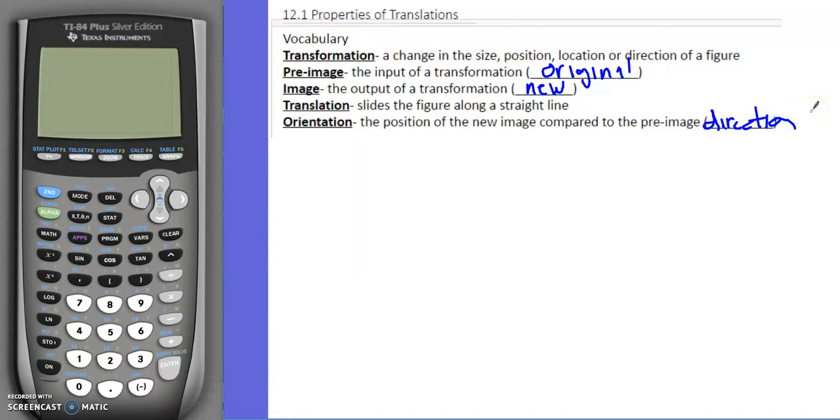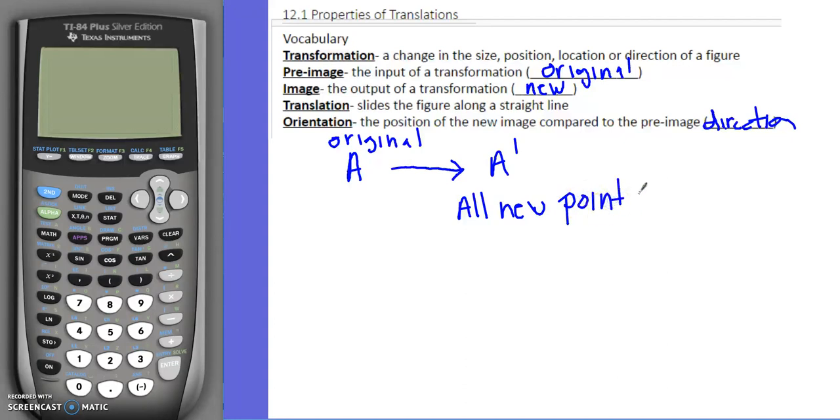Okay, so whenever we're naming a point, like let's say we call it A, that's the original letter. When we translate it or transform it, it becomes A prime. So all new points are named with prime notation.